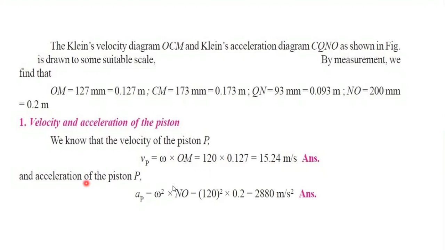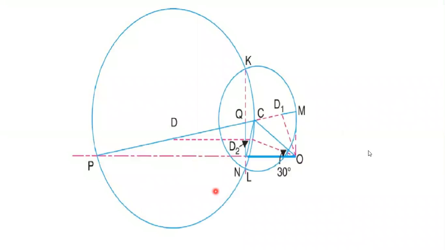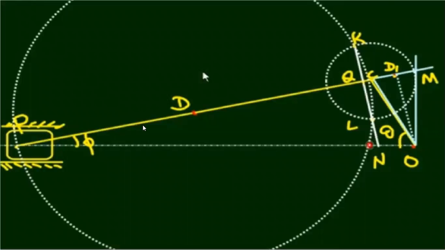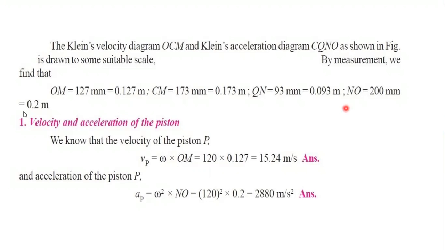Next is the acceleration of the piston. AP is the acceleration of the piston. The formula is omega square into NO. NO we have already calculated as 0.2. Just multiply and you will get the value. We have obtained the velocity and acceleration of the piston. So the first question we have found.